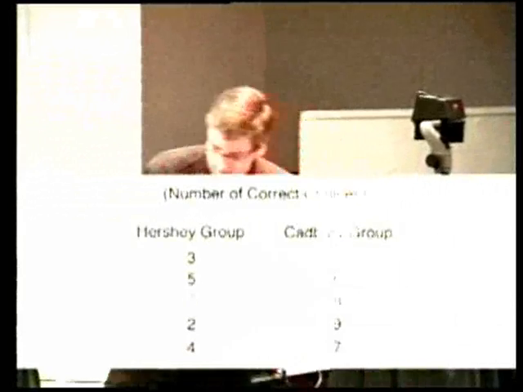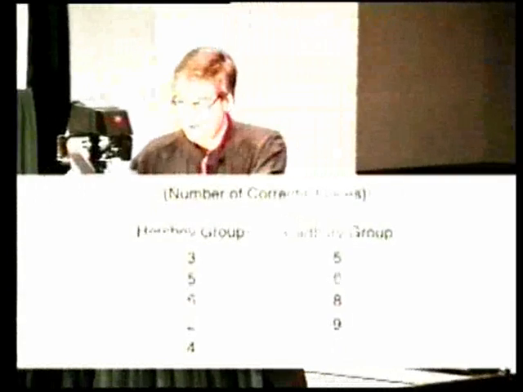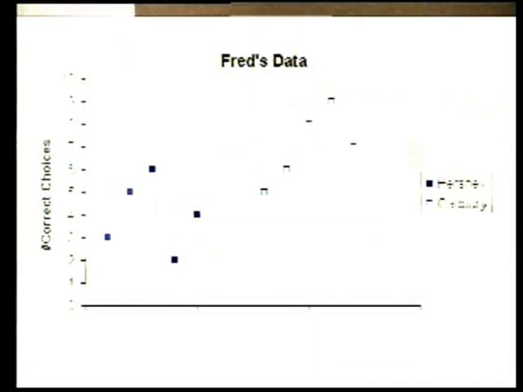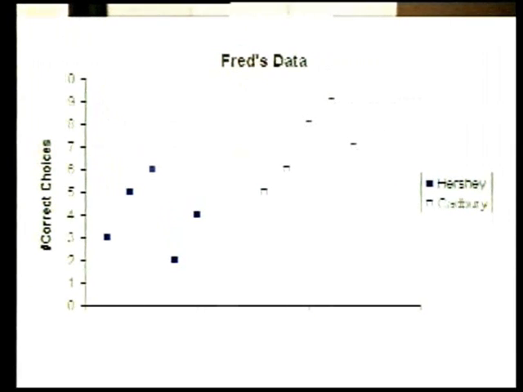And he's always been a believer in graphing data, making pictures, and so he makes a simple graph of his data. Just like that. And the data for the Hershey group are shown in the filled squares, and the data for the Cadbury group are shown in the unfilled squares. And as Fred is looking at his data, he has his first insight.